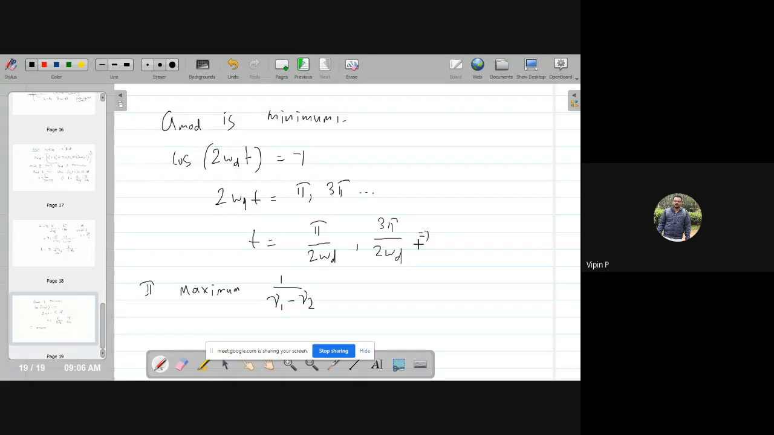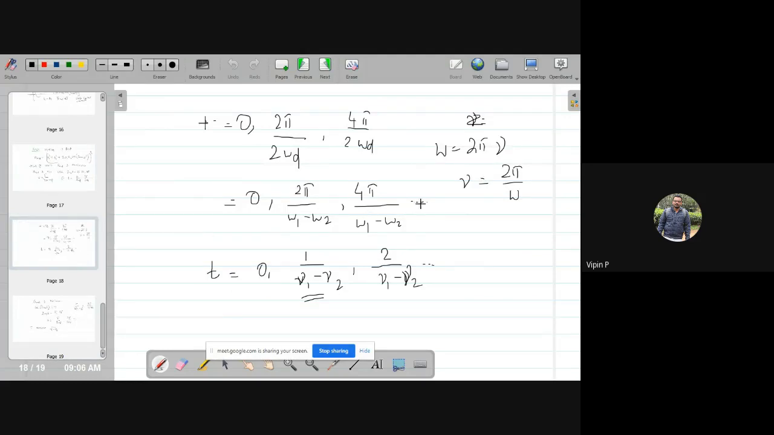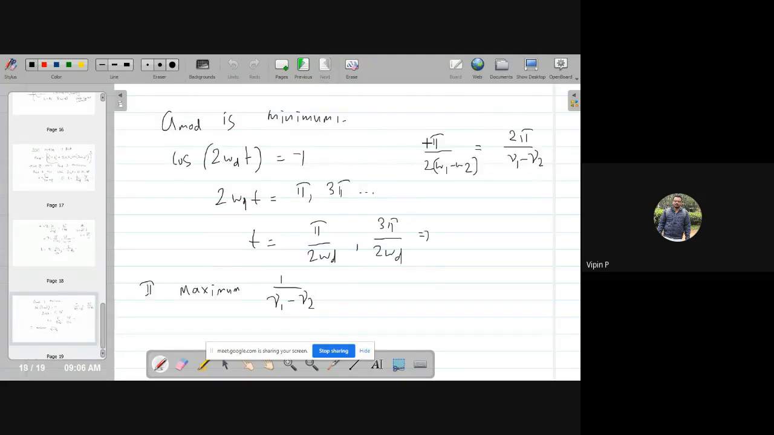Now how can I write this equation? Rewrite this equation as the first equation. Let's write this pi by omega 1 minus omega 2. This can be written as 2 pi by nu 1 minus nu 2. Wait, just a minute. Mistake. Now this becomes 2 divided by nu 1 minus nu 2. Am I right?